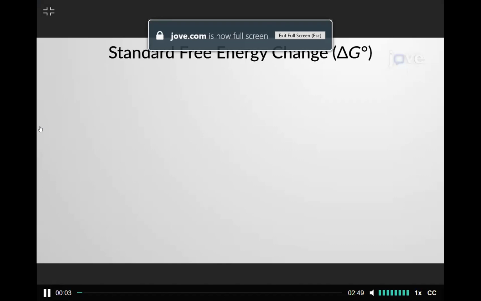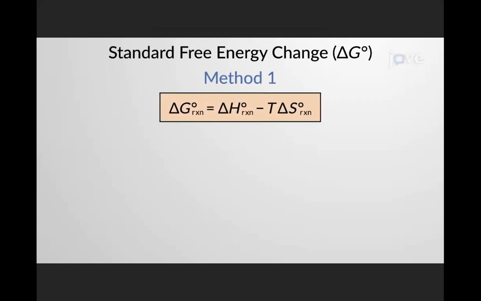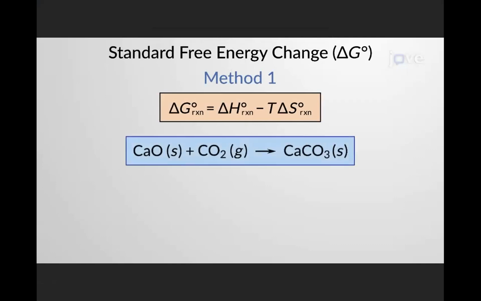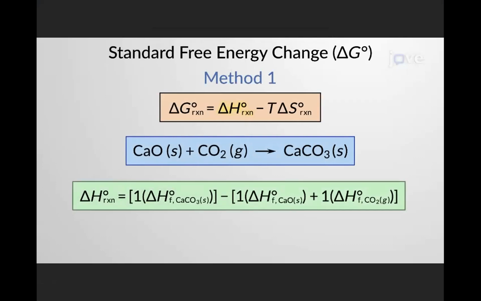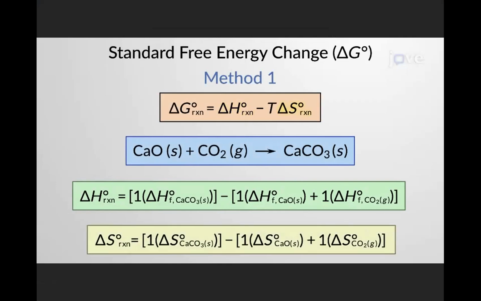The standard free energy change for a chemical reaction occurring under the standard condition can be calculated in one of 3 ways. The first method uses the equation for the standard delta G of the reaction. Consider the formation of calcium carbonate from calcium oxide and carbon dioxide. The standard enthalpy change of the reaction can be calculated from the heats of formation of the compounds in the reaction, and the standard entropy change can be calculated from their standard molar entropies.